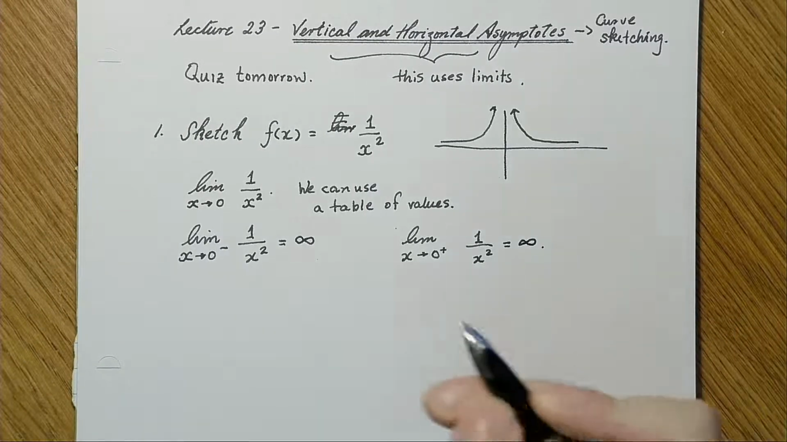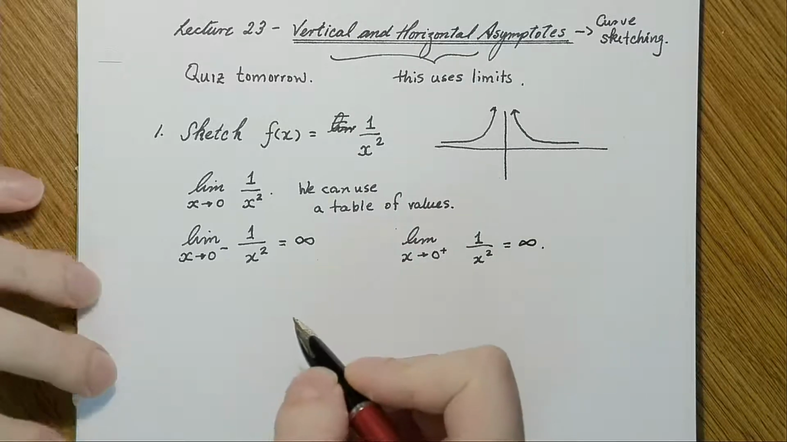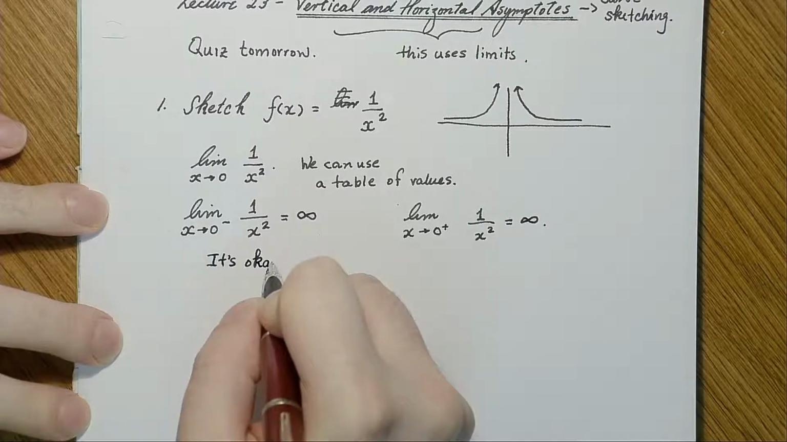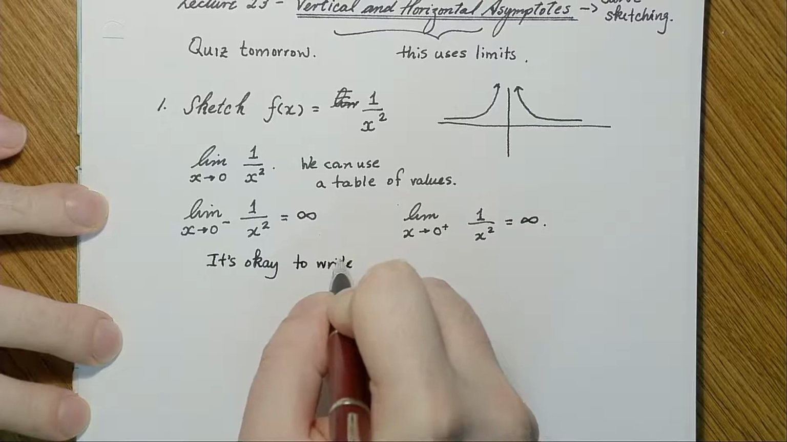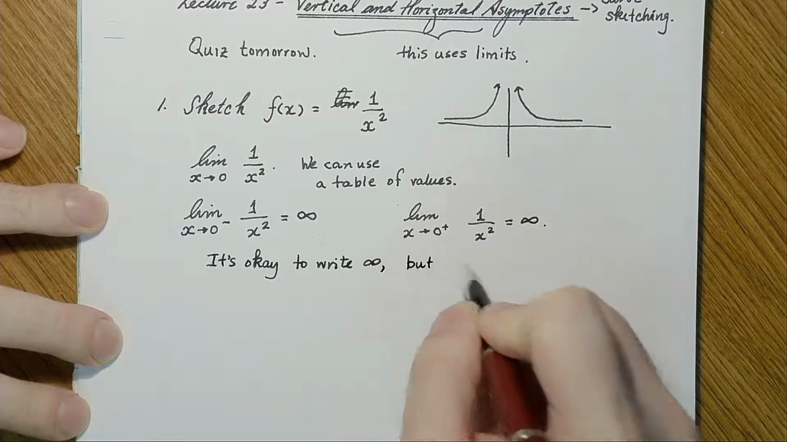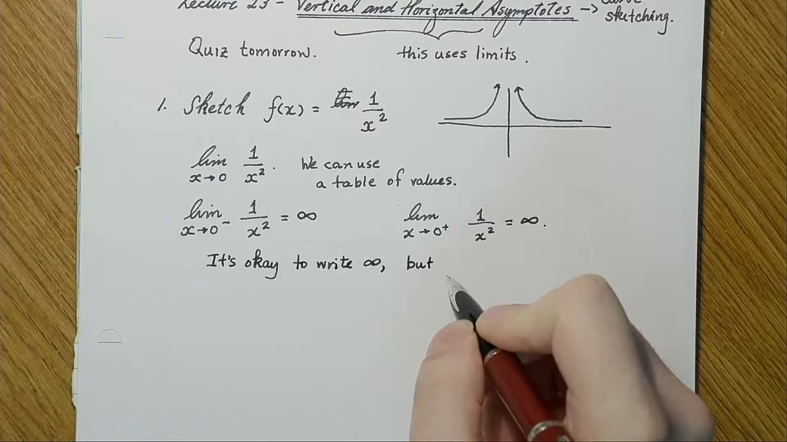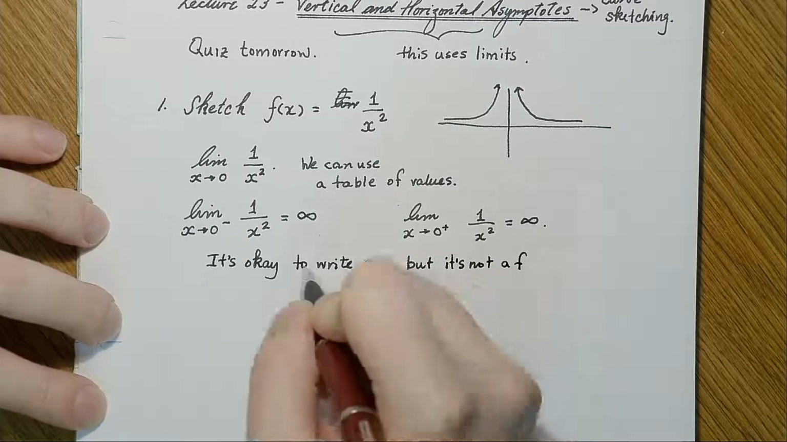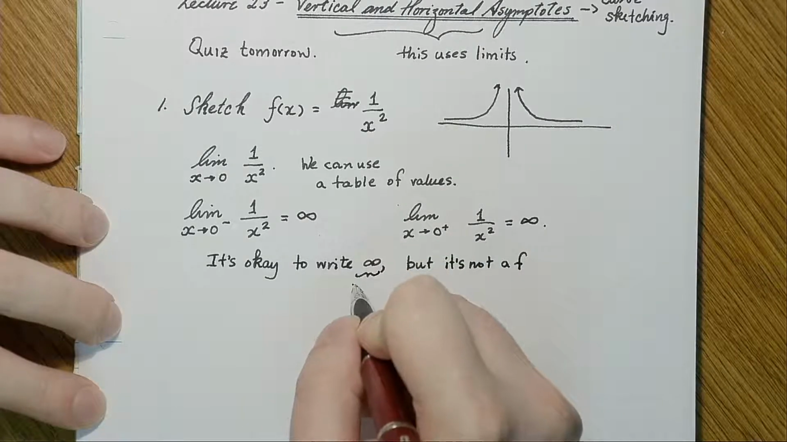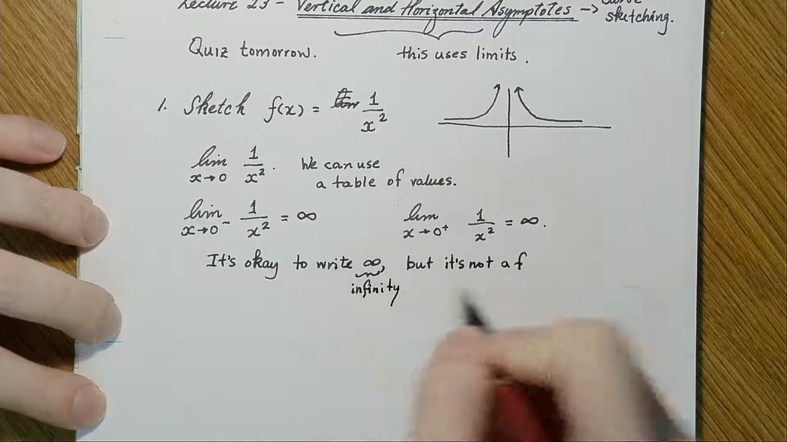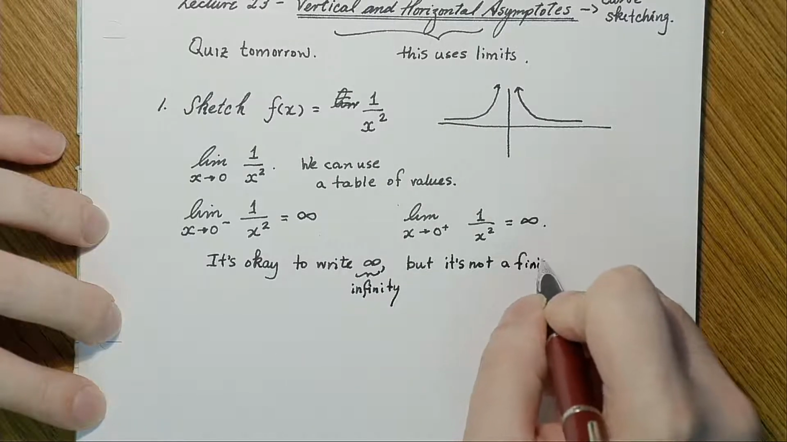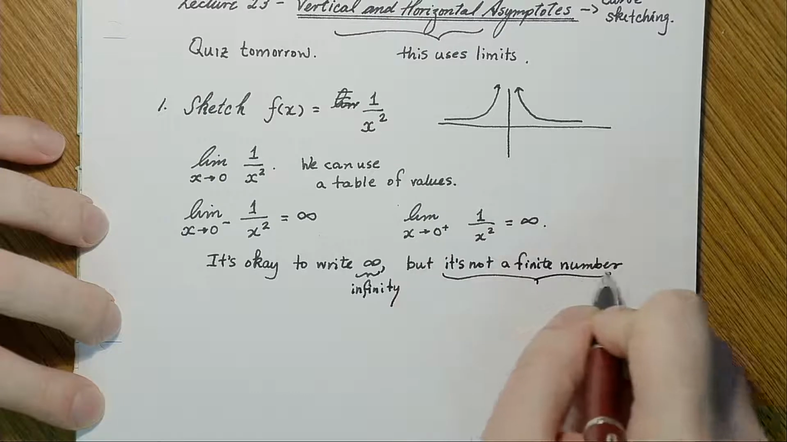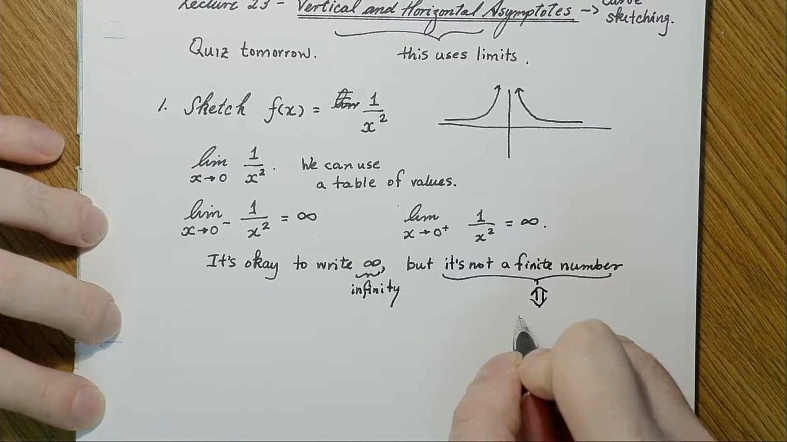Now, it's okay to write this, but it's also important to know that this limit is not a finite number. It's not a finite number, because that's just a symbol that means infinity. And it's not a finite number. So that also means that that limit does not exist.